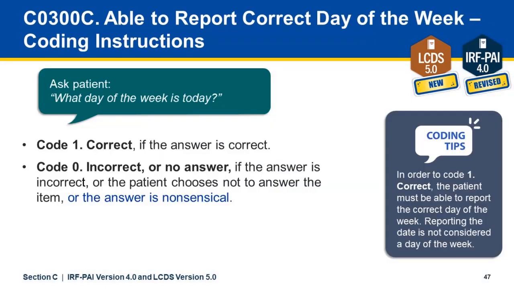Now let's look at the final question regarding temporal orientation. C0300C, able to report the correct day of the week. Ask the patient, what day of the week is today? Then consider these response options. Code 1, correct, if the answer is correct, or code 0, incorrect or no answer, if the answer is incorrect, or the patient chooses not to answer the item, or the answer is nonsensical. But note, in order to code 1, correct, the patient must be able to report the correct day of the week. Reporting the date is not considered a day of the week.